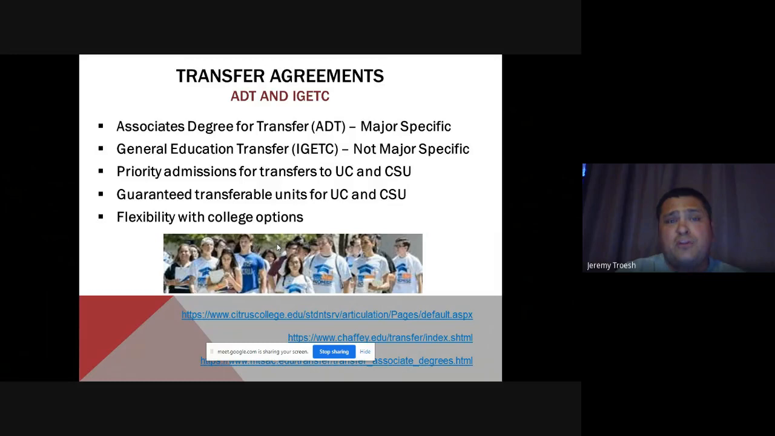Okay, the first option you're looking at is an associate's degree for transfer. Now, these are going to be major specific. So if you maybe don't know what school you want to transfer to, but do know what your major is going to be, this is a great way to get into your major a little bit earlier while you're still in community college. So taking some of those courses that are high interest to you, and make that transferable to your 4-year degree.